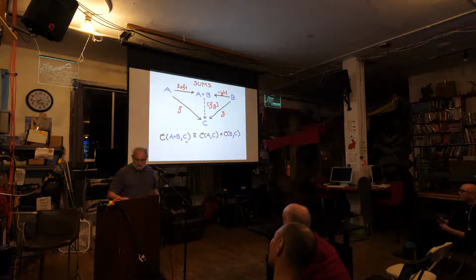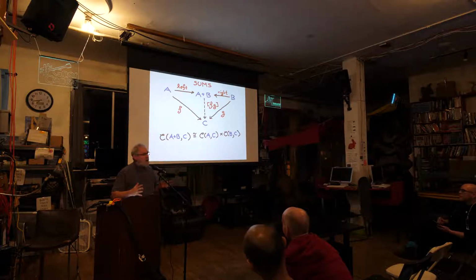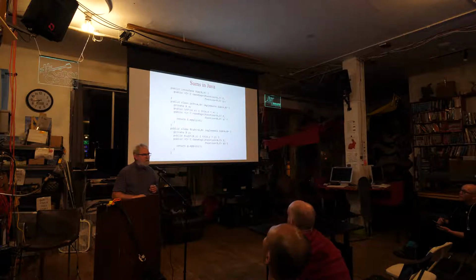Okay, but anyhow, arrows from A plus B to C are in one-to-one correspondence with having an arrow from A to C and an arrow from B to C. So now we can look at what this looks like in Java, and it's really straightforward as long as you write really small.